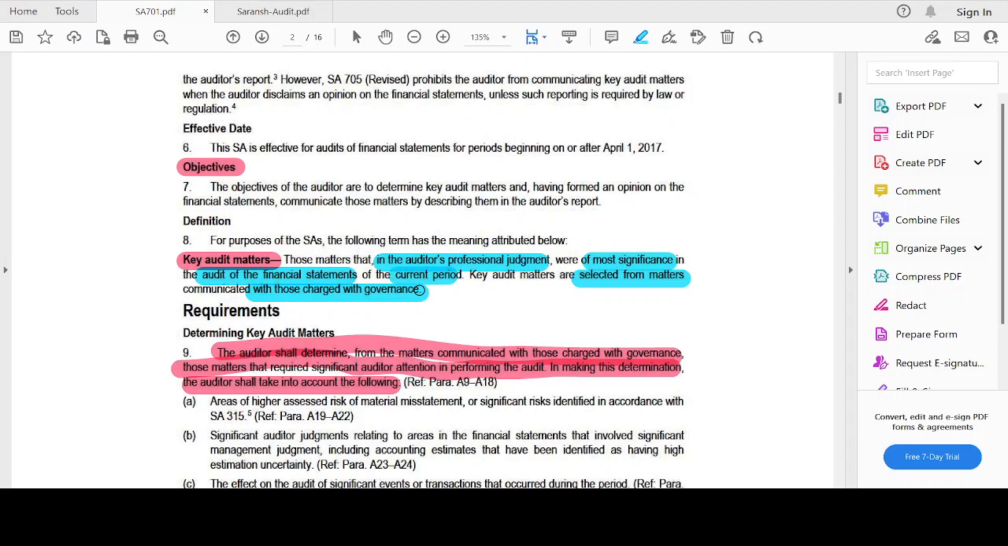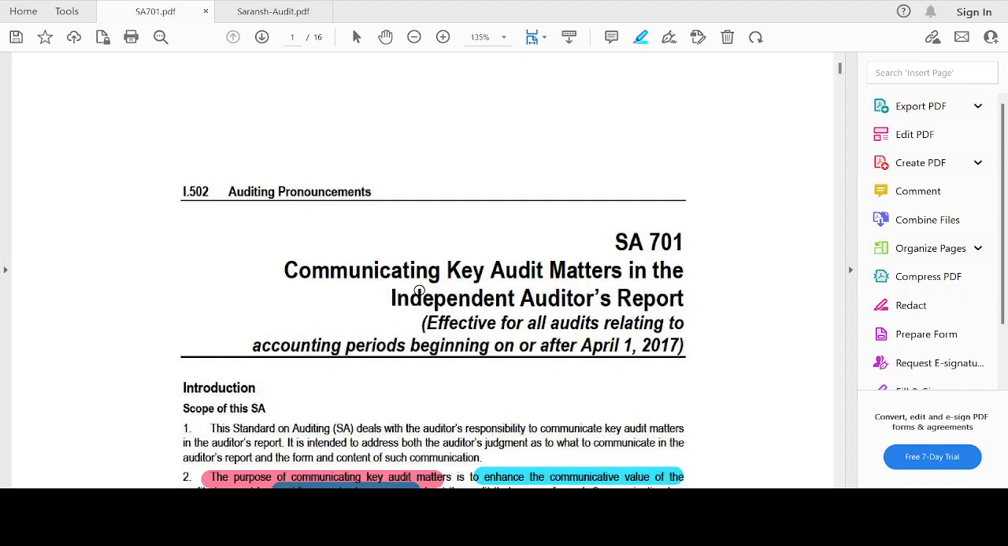So let's repeat the definition. Key audit matters are those matters that, in the auditor's professional judgment, were of most significance in the audit of the financial statements of the current period. Key audit matters are selected from the matters communicated with those charged with governance.